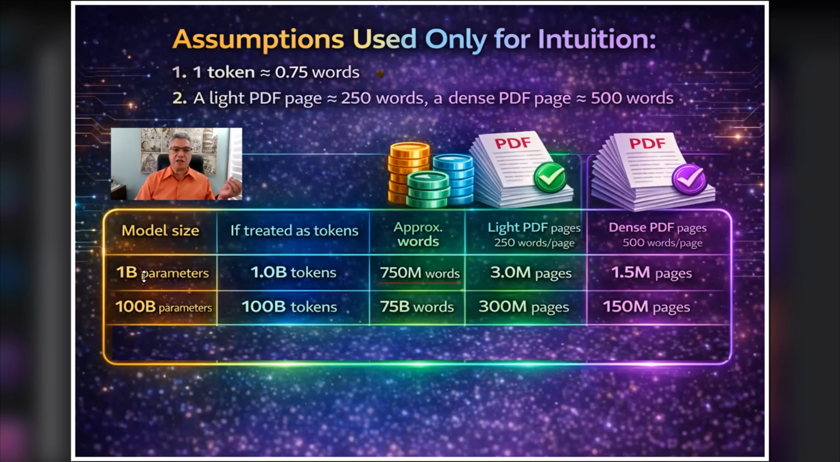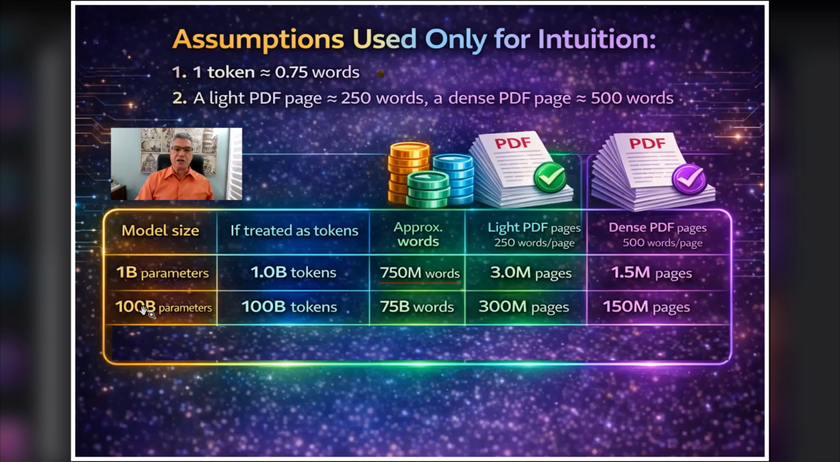As we said, if you have a 1 billion parameter model, this is about 1 billion tokens, and roughly it will give you about 750 million words. If you put these words in a PDF file, it'll give you about 3 million pages of PDF if the file is not so dense. But if the file is dense, it'll give you half of that. And this is for the 1 billion.